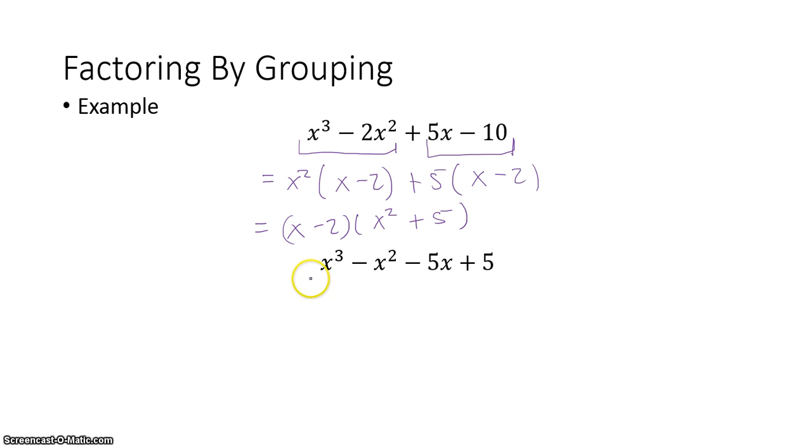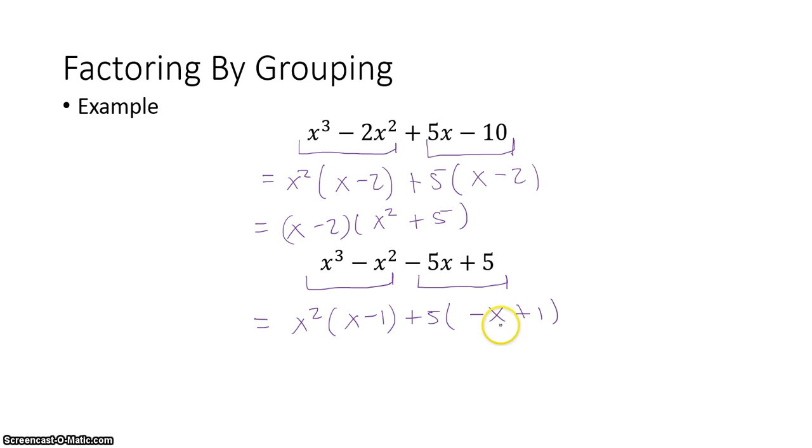So another example. Factor by grouping. I'm going to group them this way. So I'm going to group x cubed minus x squared and minus 5x plus 5. From the first grouping, I'm going to factor out an x squared, leaving me with x minus 1. Now I can definitely factor a 5 out of these two, so let's do that. When I factor a 5 out, I'm going to have minus x plus 1.